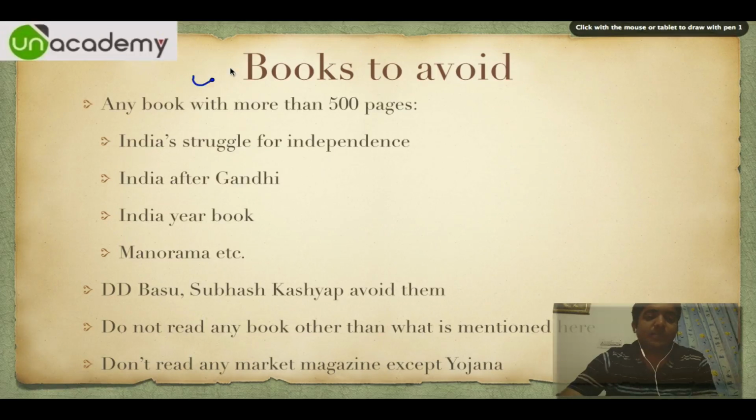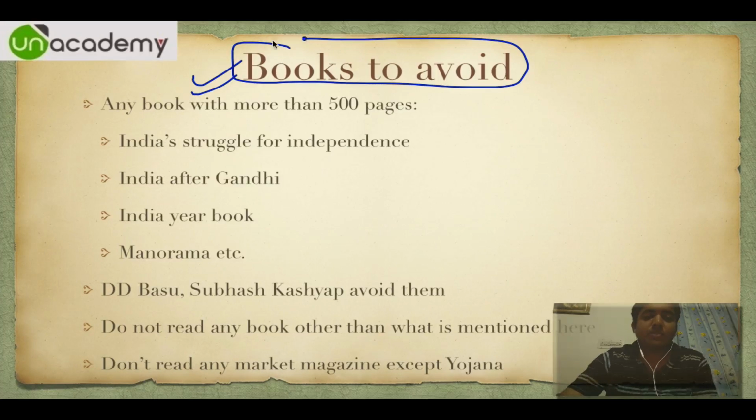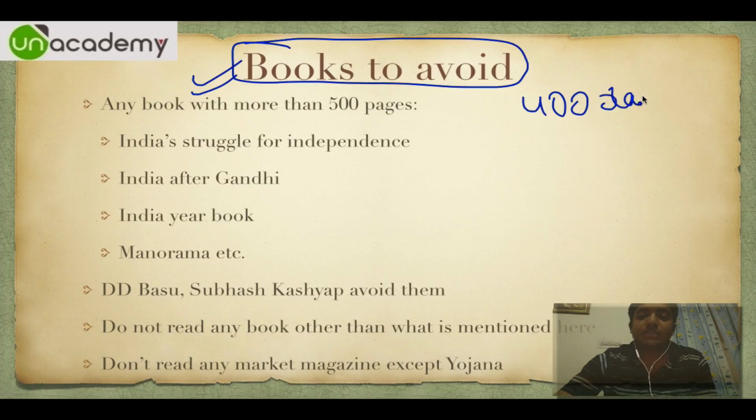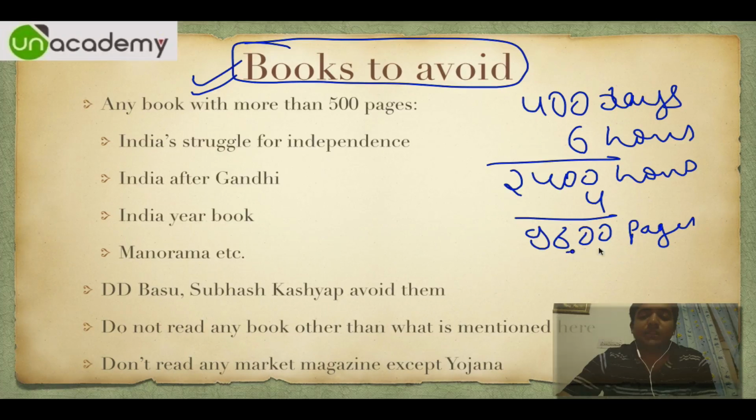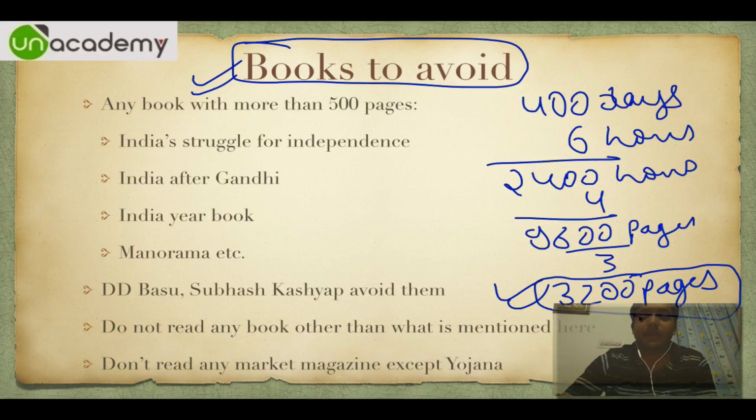Then this is an extremely important section. Please focus here. See, we all have 400 odd days left with us. Multiplied by 6 hours, it will give you 2400 hours. So with 2400 hours, let's say 4 pages per hour gives us 9600 pages. Let's say 3 revisions give us 3200 pages in total. So that is the maximum which we can achieve by our limited brain capacity.